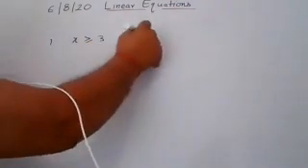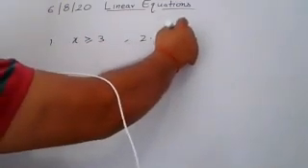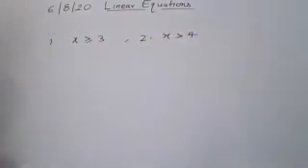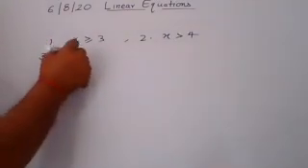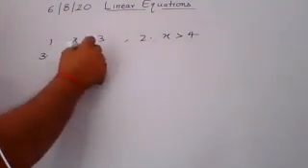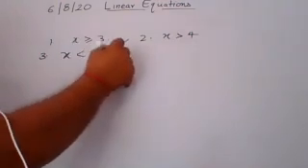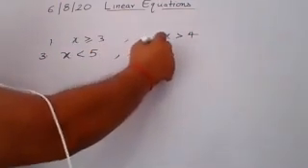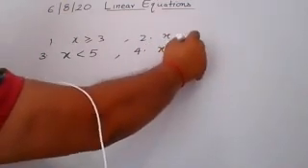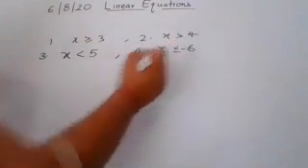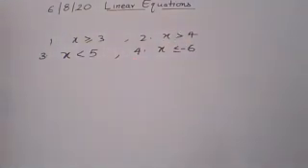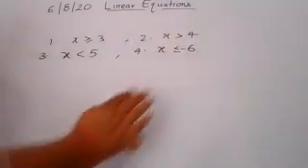Your second is x is greater than 4, and third one is x is less than 5, and your fourth one is x is less than or equal to minus 6. Yes, you write minus 6 here. Understand? So first you think how to plot the graph for all those inequalities.